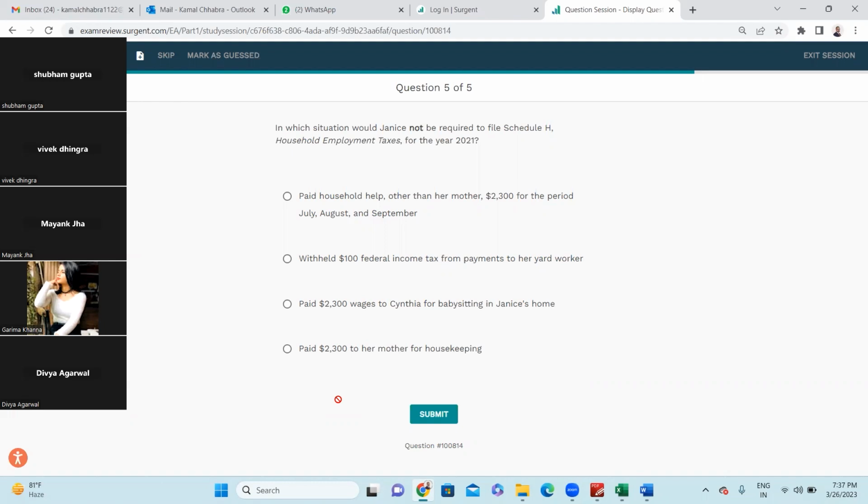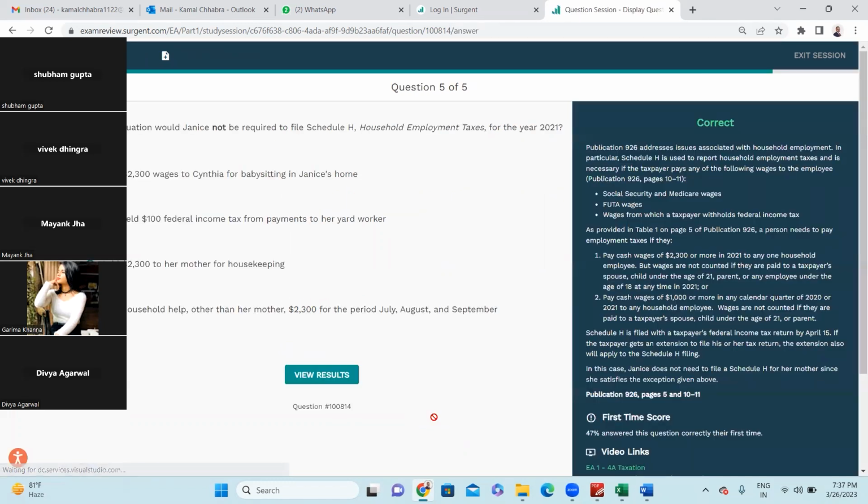Option 4. Option 4. Why? Because she is paying a relative, right? Relative. That's absolutely right. So you guys are doing awesome.